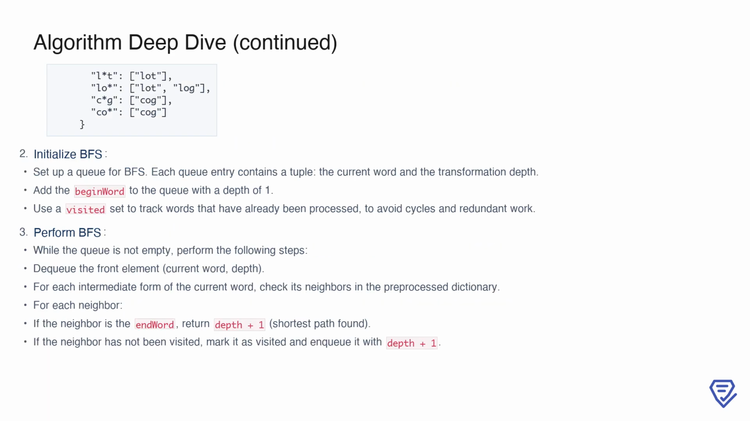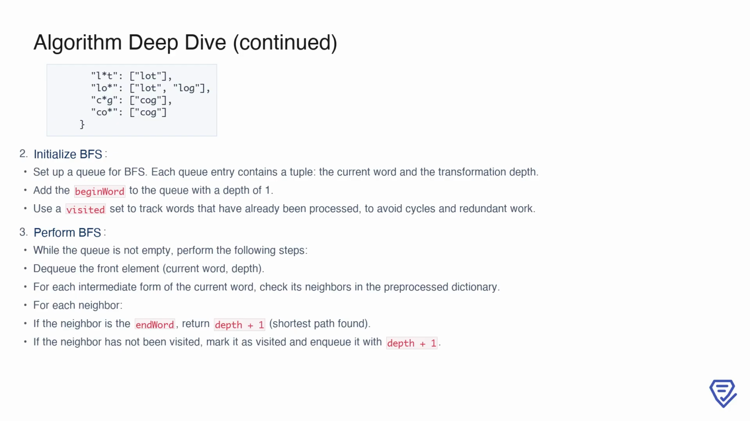Once we have pre-processed the word list, the next step is to initialize the BFS. We start by setting up a queue, where each entry is a tuple containing a word and the current transformation depth. The queue is initialized with the begin word at a depth of 1, indicating the starting point of our transformation sequence.